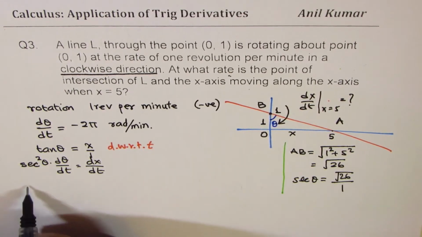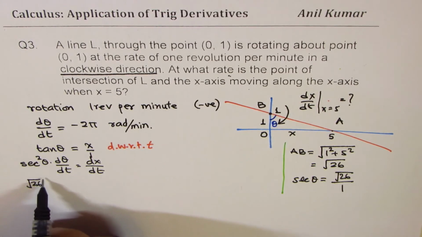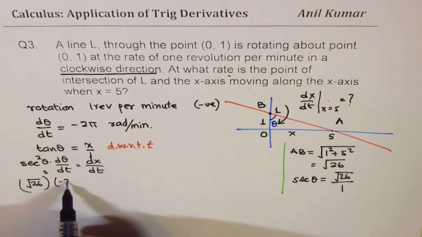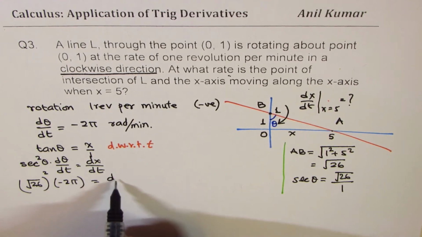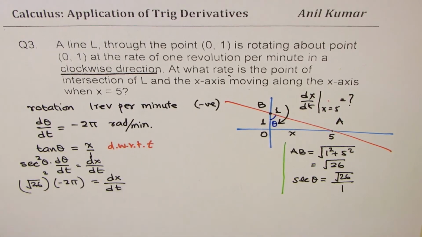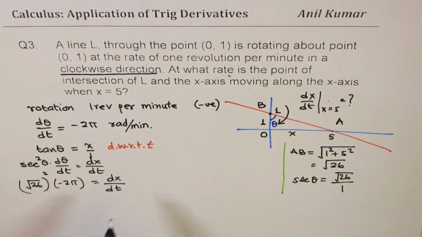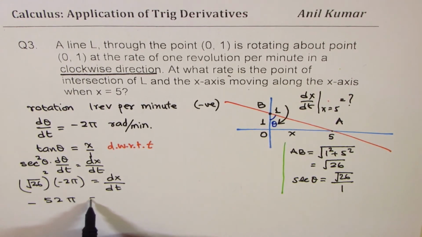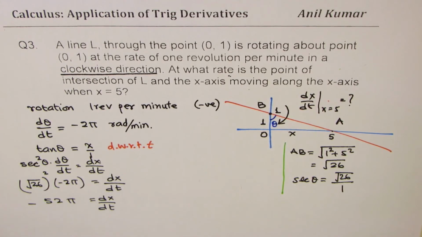So substituting, we get square root of 26 whole squared times d theta/dt, which is known to us as minus 2 pi, equals dx/dt. Correct? Now we can just multiply this, and that is 26. So we get minus 52 pi equals dx/dt. Does that make sense, right?